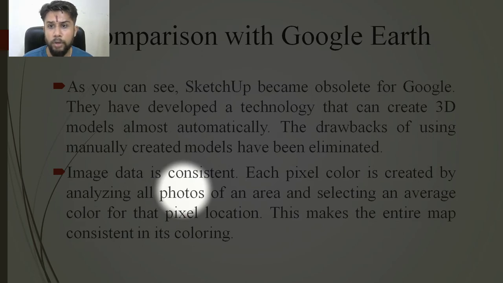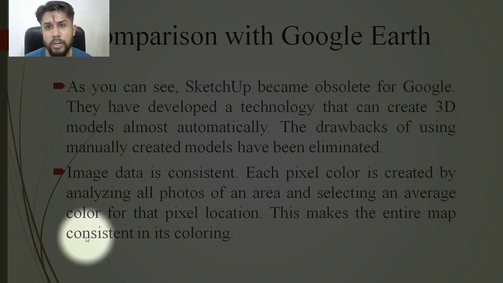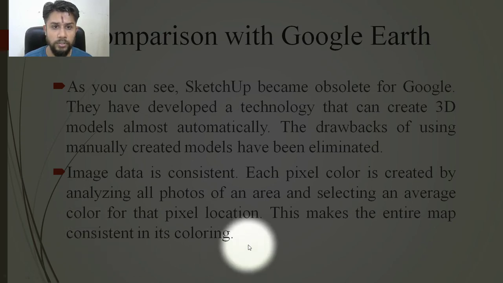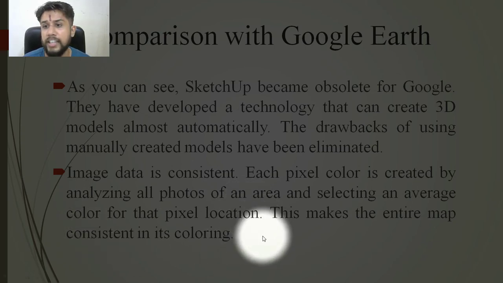Now SketchUp became obsolete for Google, as Google had found Google Earth. So they have developed a technology that can create 3D models almost automatically. The drawbacks of using manually created models have been eliminated thus far. But the image data that was previously used for SketchUp is consistent. With the help of these pixel colors, you can analyze the photos of an area, selecting the average color for that pixel location.